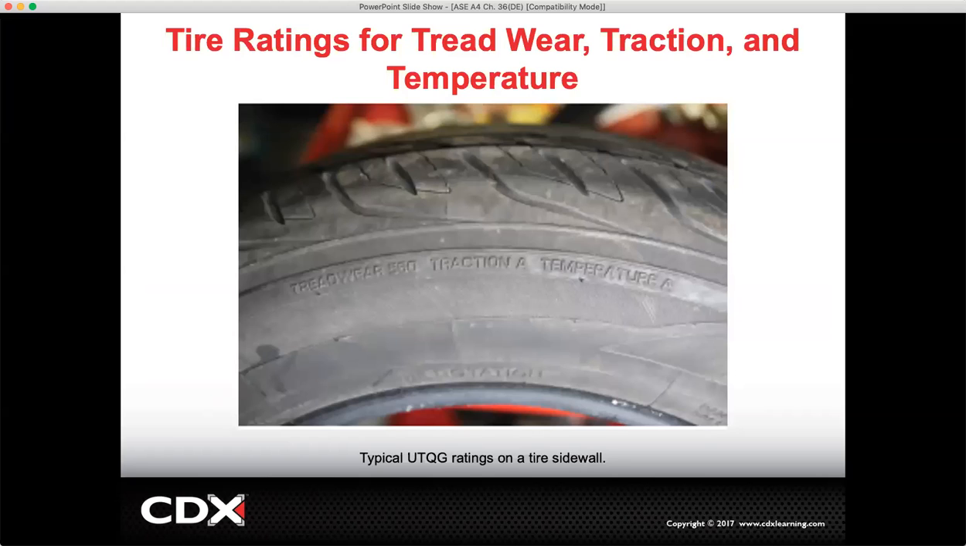The UTQG rating provides information on tread wear, traction, and temperature. Tread wear grade comes from testing the tire in controlled conditions. The traction grade is a letter-based indicator system based on the tire's ability to stop vehicles on wet concrete and asphalt in straight line situations. The temperature grade of a tire is a letter based on the test performed by the tire manufacturer and overseen by the US government.